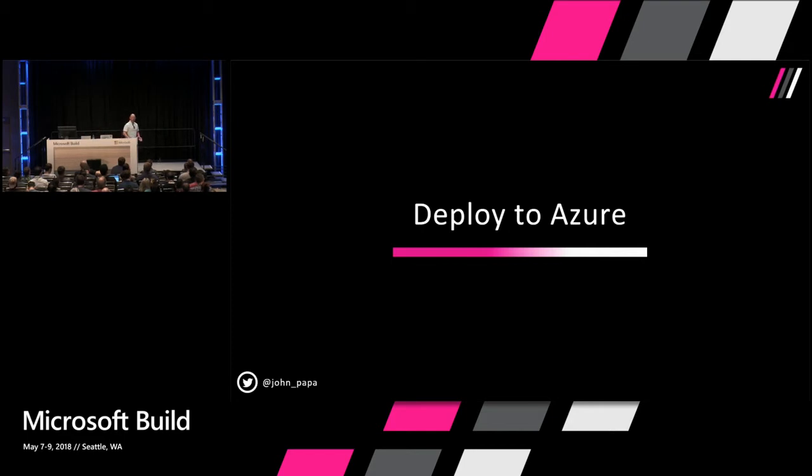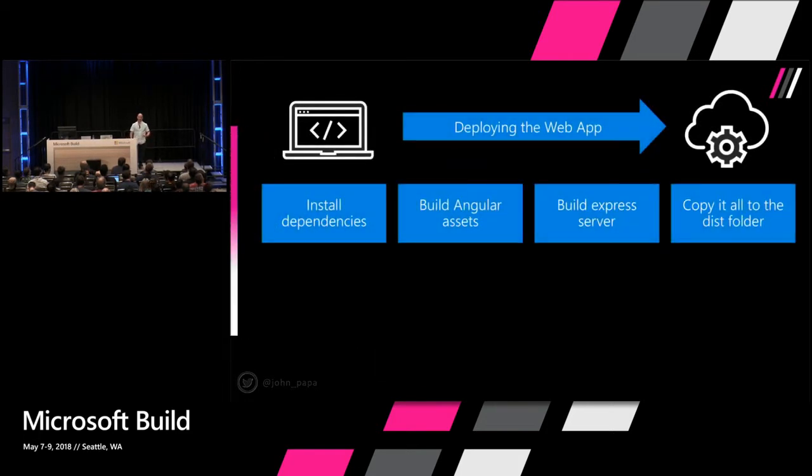Okay, so now at this point, we're ready to take our applications to the cloud. We've done the work up front, all of our homework to make sure we can get there. Let's think about what this means to get to the cloud. In a Node application, we need to install our dependencies, npm.